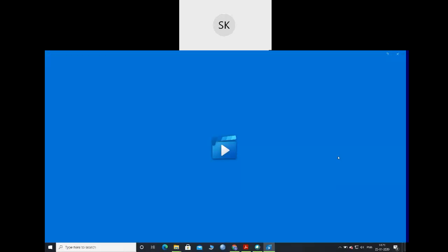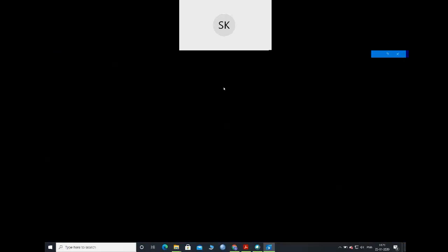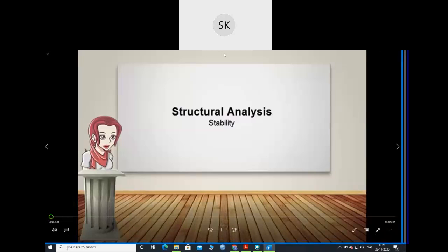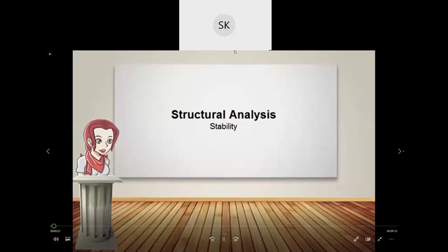Stability of the structure. In this session, I'm going to talk about stability of structures.